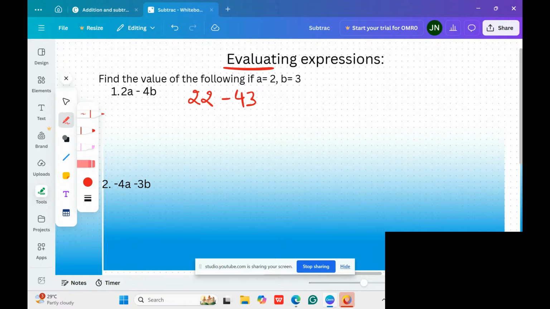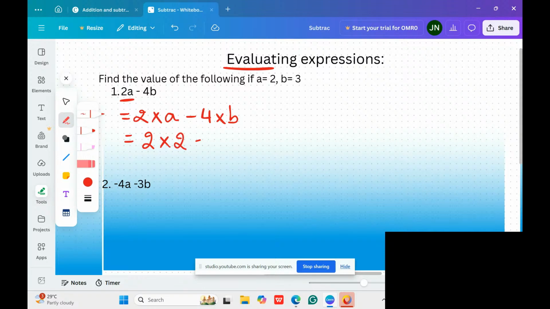It is multiplication. Remember that we have discussed when there is no operation between a number and a variable or between two variables, it means they are being multiplied. So we cannot write it like this. We have to write it as 2 times a minus 4 times b. All we'll do is just substitute the value of a and b. So 2 is positive a minus 4, b is positive 3. Now remember the BODMAS rule.